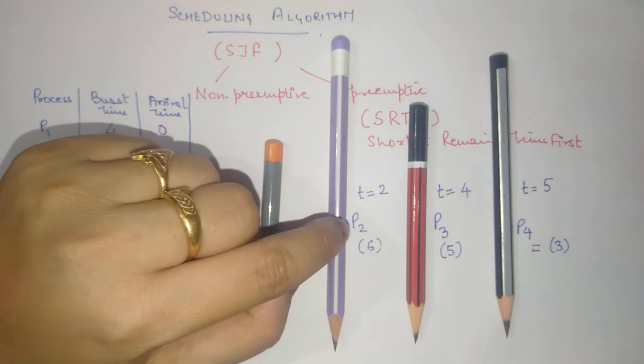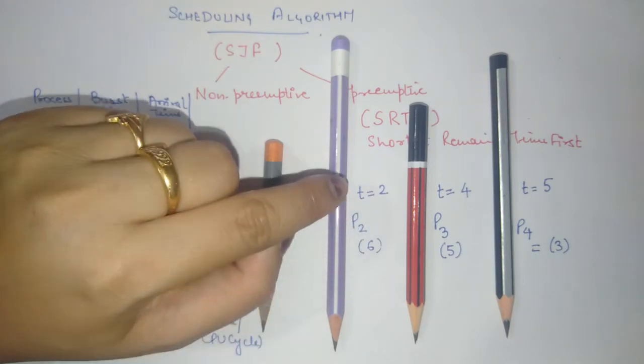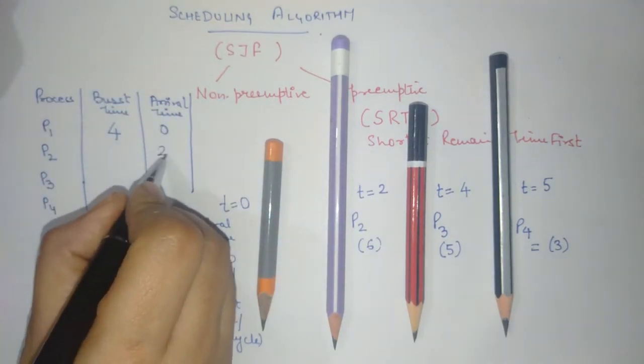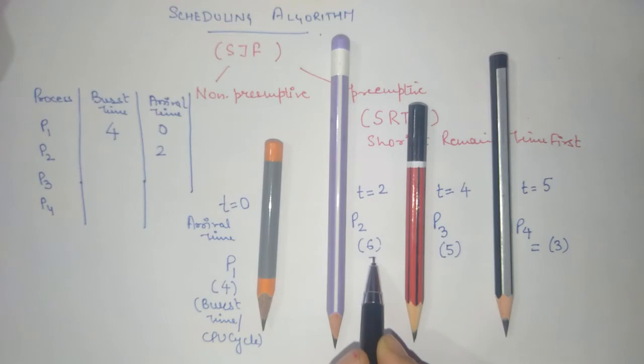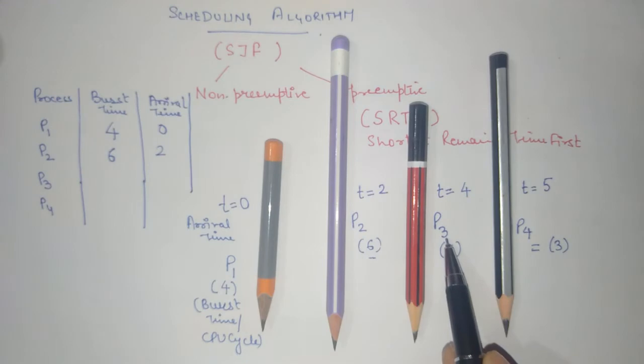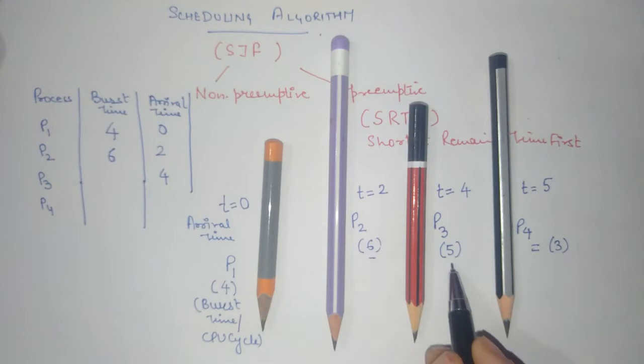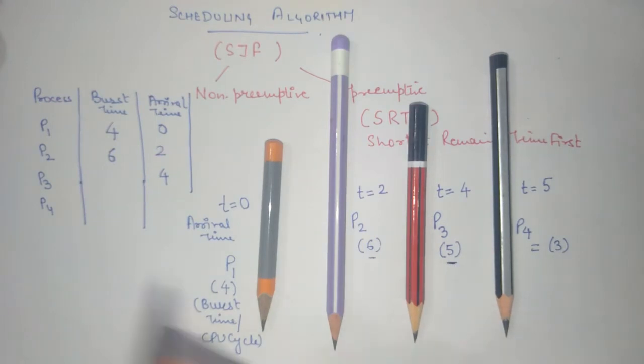Now check the second process P2. Its arrival time is 2, and its burst time, the time which is written in brackets, is its burst time. Now see the third process P3. Its arrival time is 4, and this is its burst time. Burst time is the time taken for its completion. Now see the fourth process. Its arrival time is 5 and its burst time is 3.